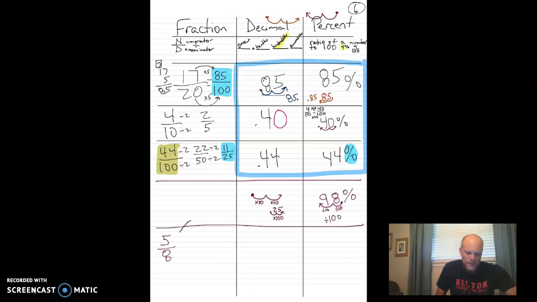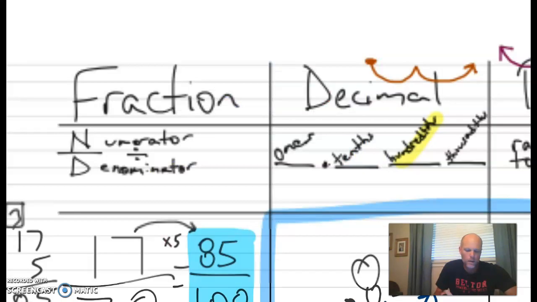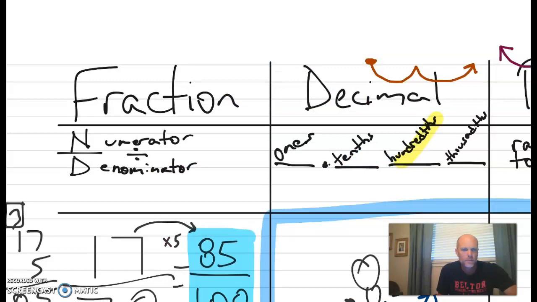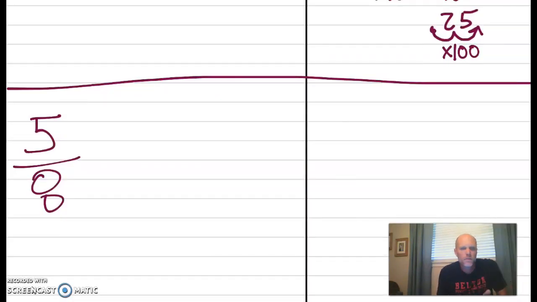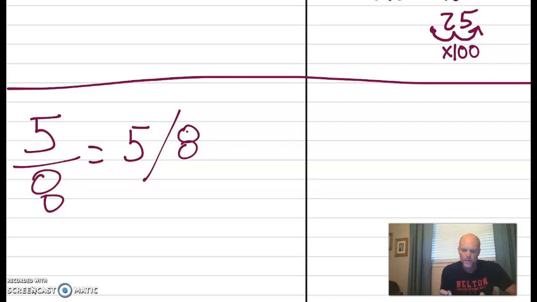Okay? Instead, we talked about how a fraction just means division. The numerator divided by the denominator. So that doesn't mean just 5/8 anymore. We're going to write it like this, and you'll see this on papers sometimes. That means 5 divided by 8. Okay? From now on, that is a division sign. So 5 divided by 8.